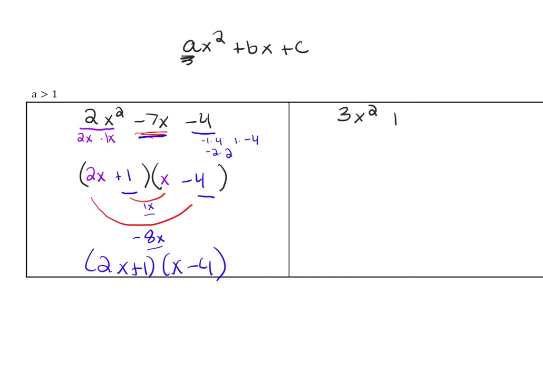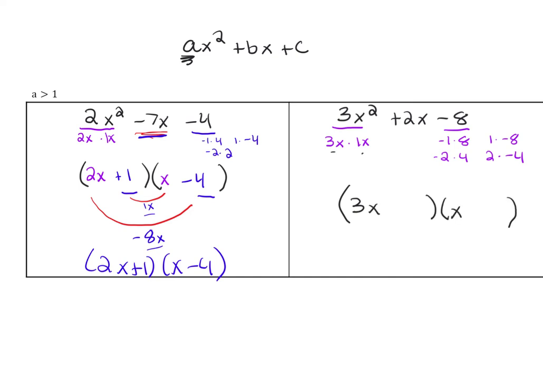3x squared plus 2x minus 8. What are factors of the first term? 3x times 1x. And what are factors of the last term? Negative 1 times 8, 1 times negative 8. Negative 2 times 4, or 2 times negative 4. All right, let's get some of this in here. So these are my only choices. So I know I've got a 3x and an x.